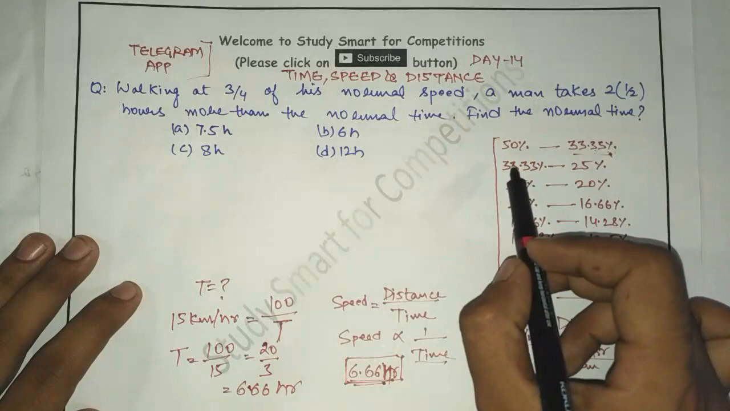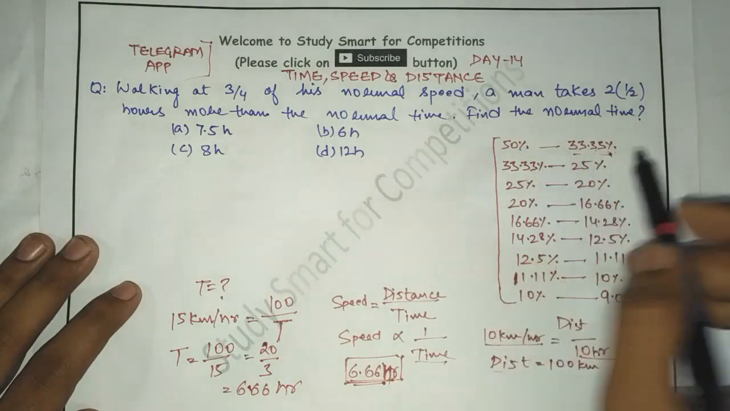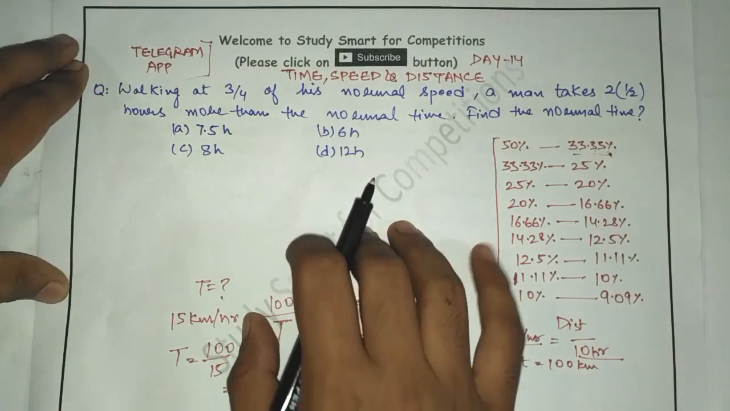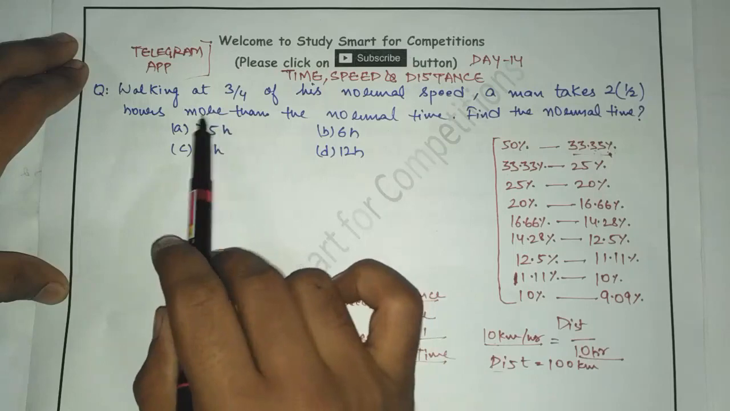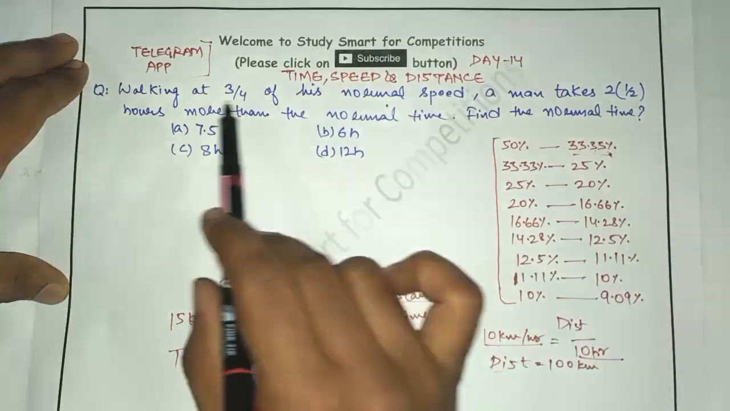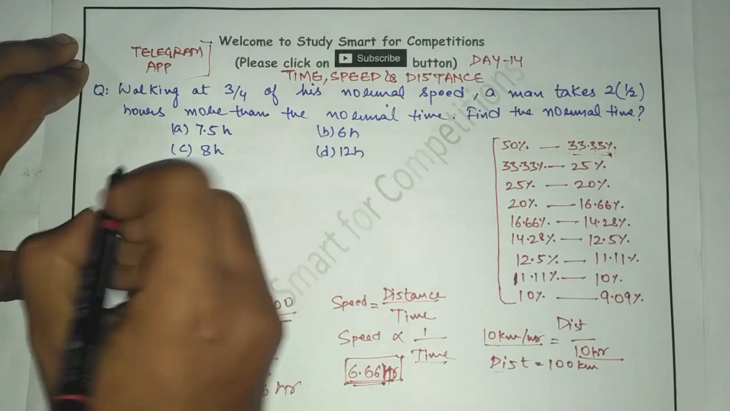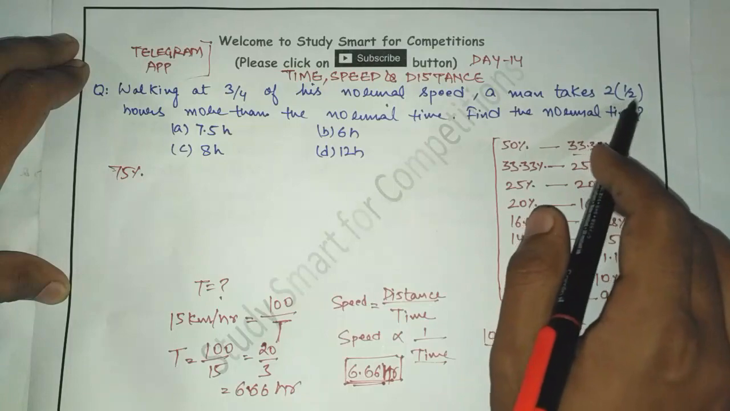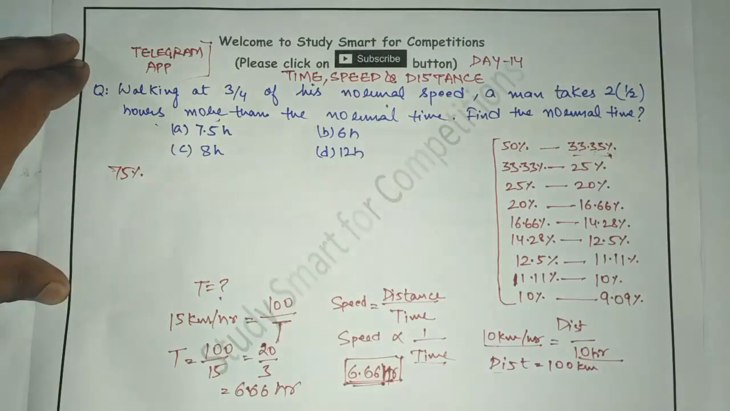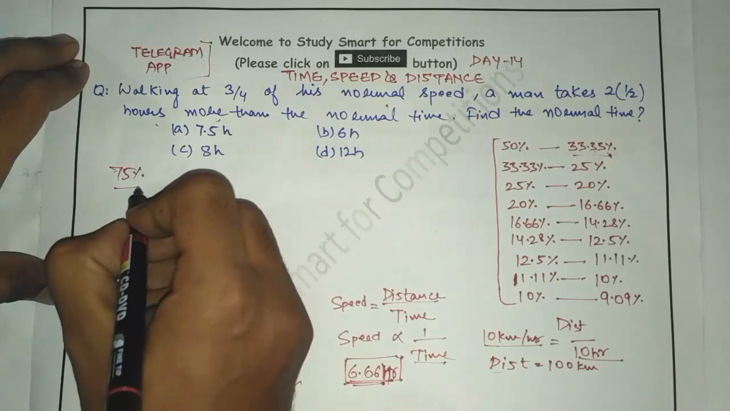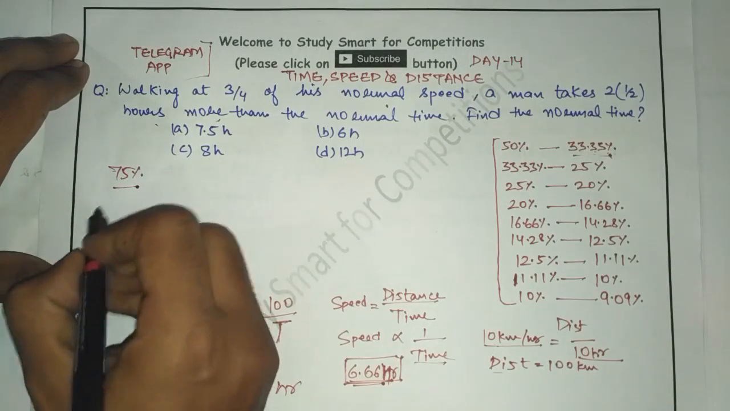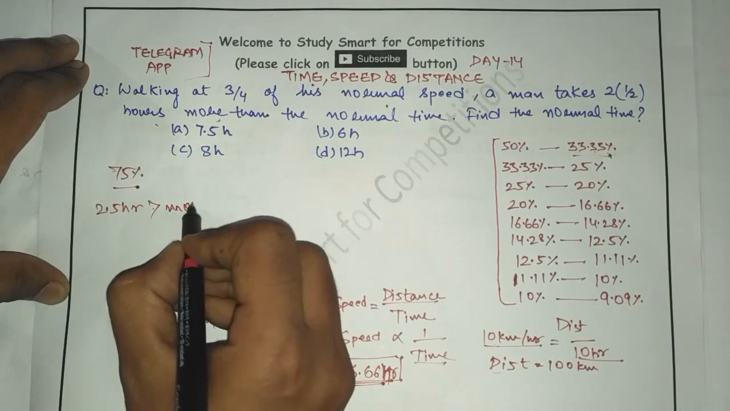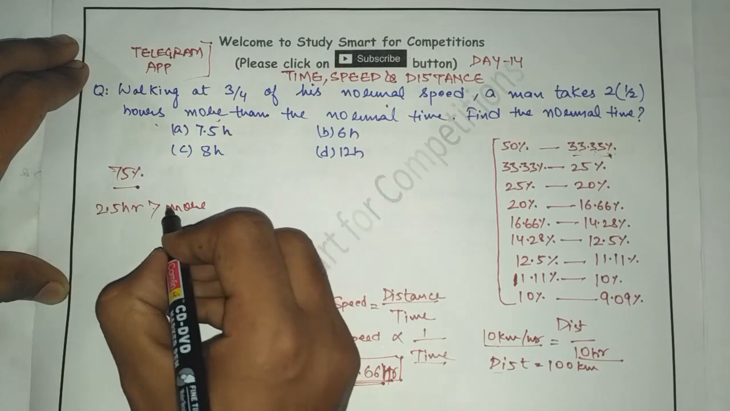Like suppose your speed is increased by 33.33%, your time will decrease by 25%. So we will do a question regarding the same. Walking at 3/4 of his original speed, that is 75% of his original speed, a man takes 2.5 hours more than the normal time. So if his speed is 75%, the extra time he takes is 2.5 hours more than the normal time.